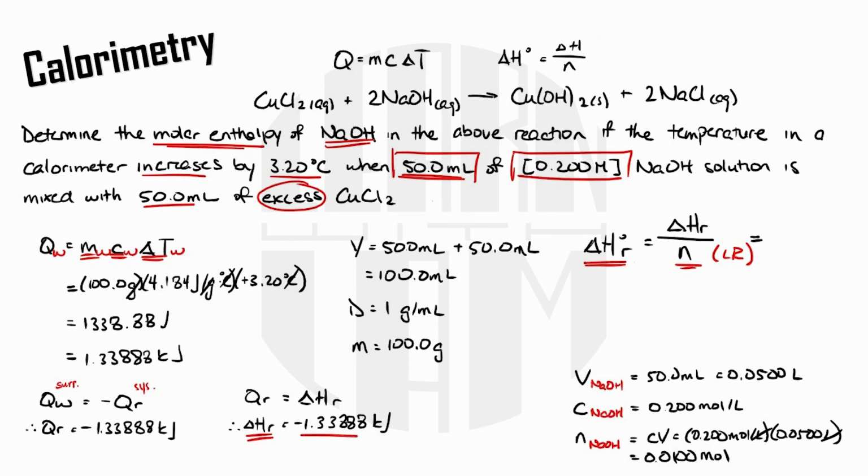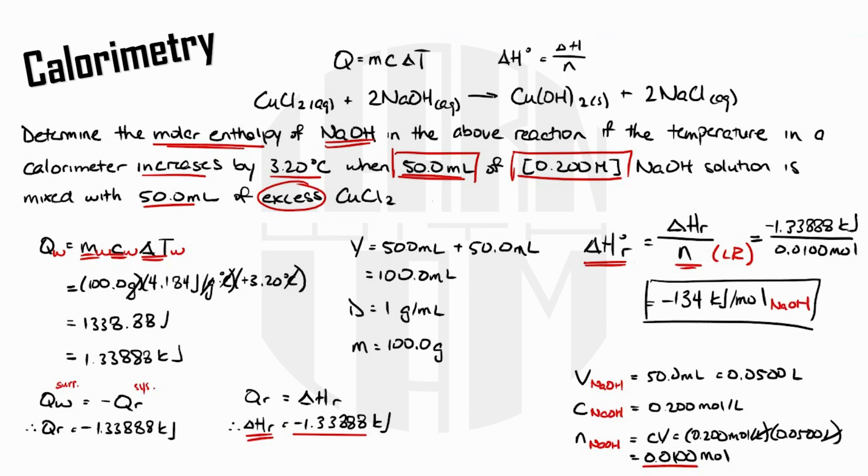And now back to my molar enthalpy equation. Enthalpy we determined to be negative 1.33888 kilojoules when I'm reacting only 0.0100 moles of sodium hydroxide. But when I divide those two values, I can see that the reaction actually releases 134 kilojoules per mole of sodium hydroxide. And that's that.